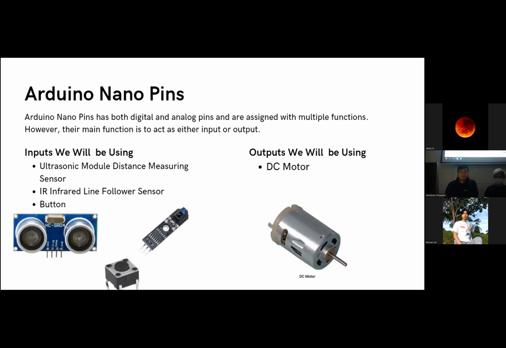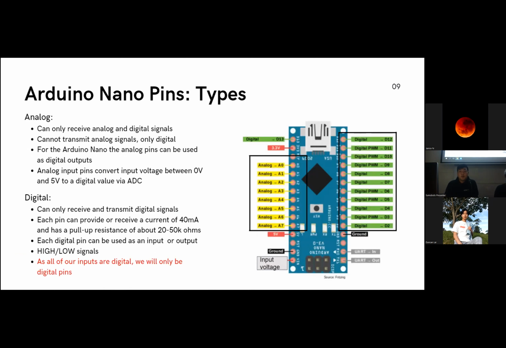All right, so pin types. For analog, we can only receive analog and digital signals. They cannot transmit analog signals, only digital. For the Arduino Nano, the analog pins can be used as digital outputs, and analog input pins convert input voltage between 0 volts and 5 volts to a digital value via ADC. For the digital pins, we can only receive and transmit digital signals. Each pin can provide or receive a current of 40 milliamps and has a pull-up resistance of about 20 to 50K ohms. Each digital pin can be used as an input or output, and it has high or low signals. And as all of our inputs are digital, we will only be using the digital pins today.